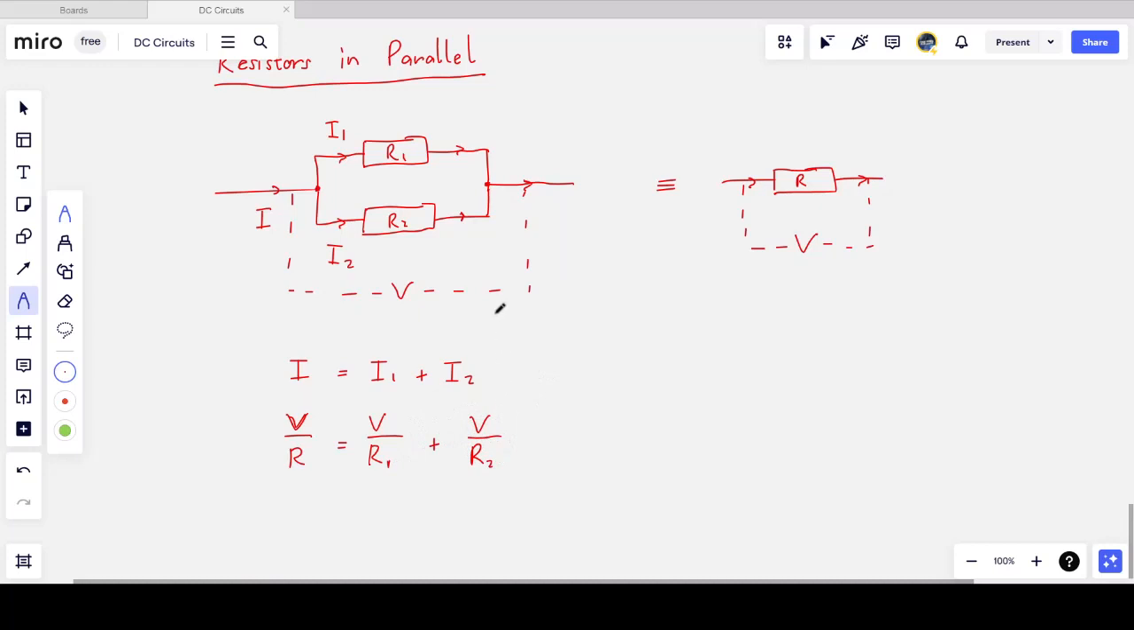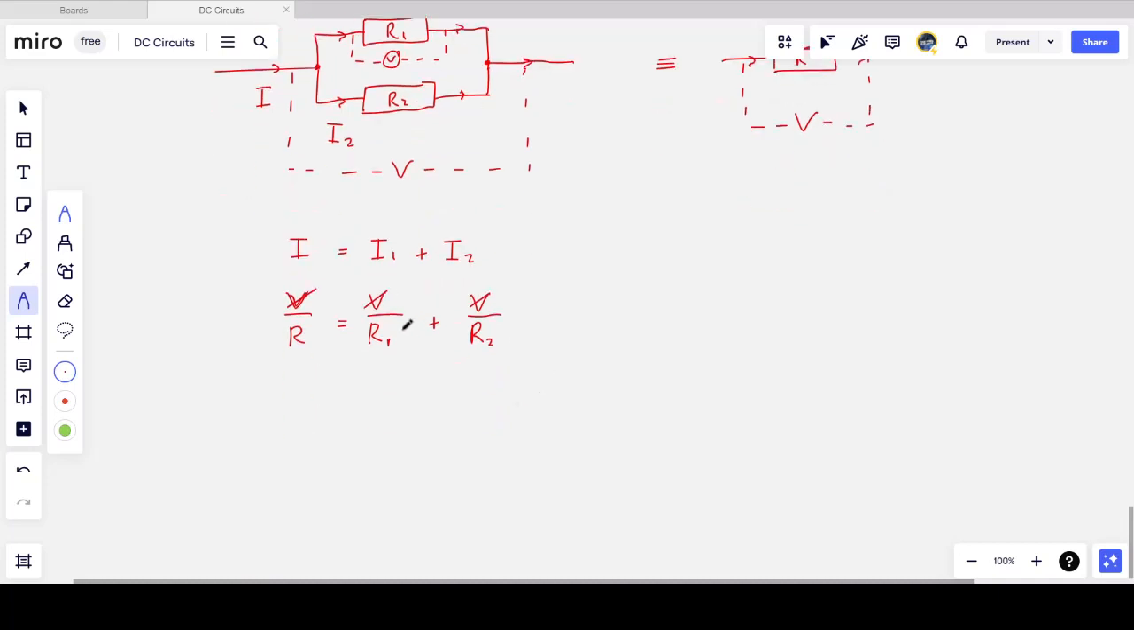Now, why is V not changing? Because remember, for a parallel part of a circuit, the potential difference across each branch in the circuit remains the same. So the potential difference across R1 is V, and the potential difference across R2 is V, and the potential difference across the entire parallel portion of the circuit is V as well. And so for every part of the branch, the potential difference is V, hence the V's cancel, and what I'm left with is 1 over the equivalent resistance, the total resistance, is 1 over R1 plus 1 over R2.